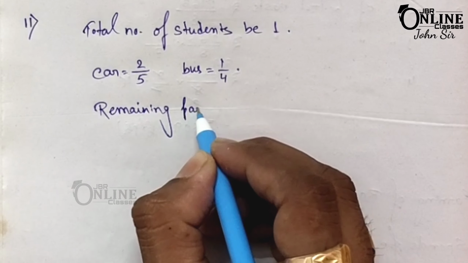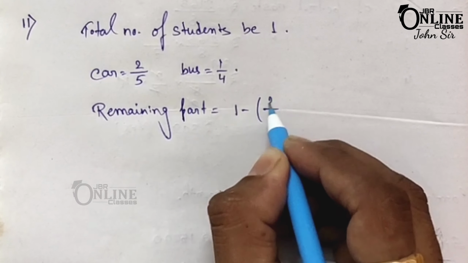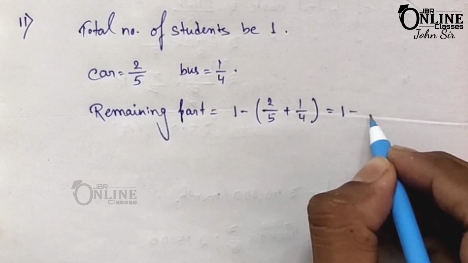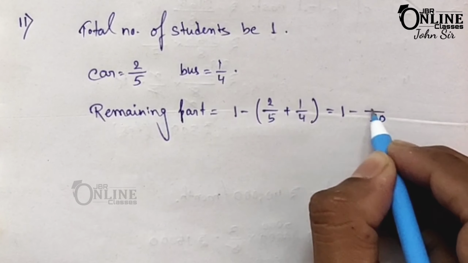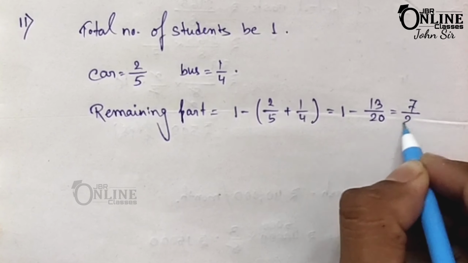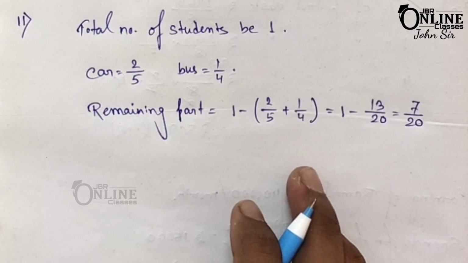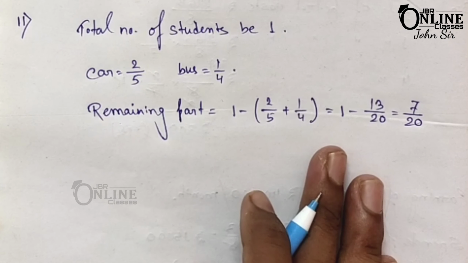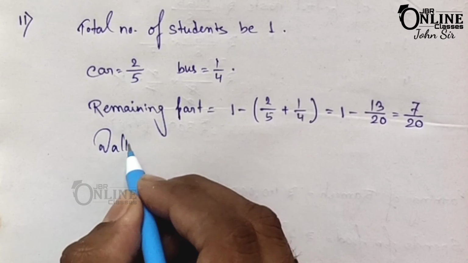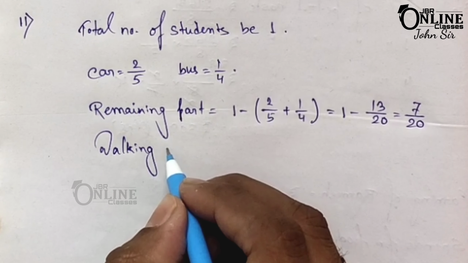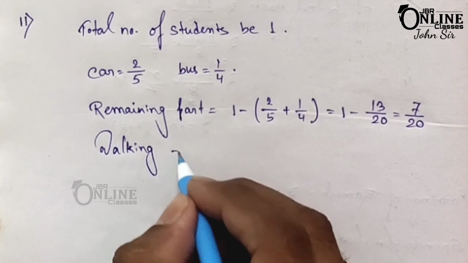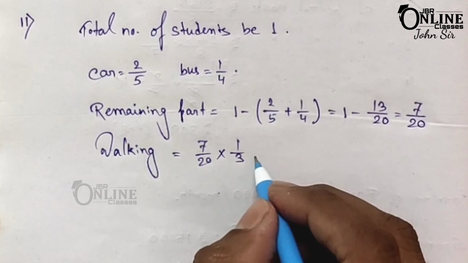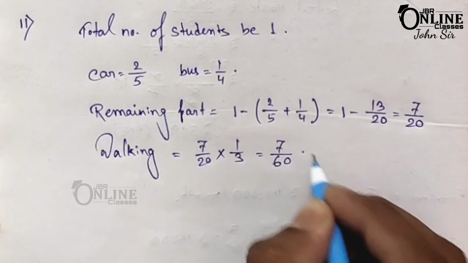So the remaining part equals 1 minus (2/5 plus 1 by 4). That equals 1 minus 13 by 20, so that equals 7 by 20. So 7 by 20 is the remaining part of the students. Now the number of students who come walking on their own equals 1/3 of the remaining part, so that equals 7 by 60.